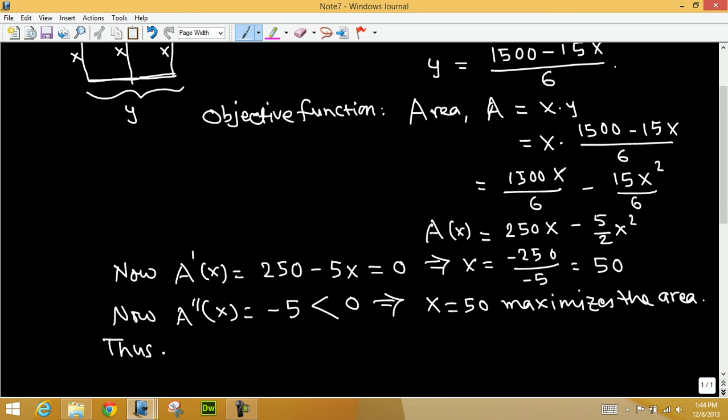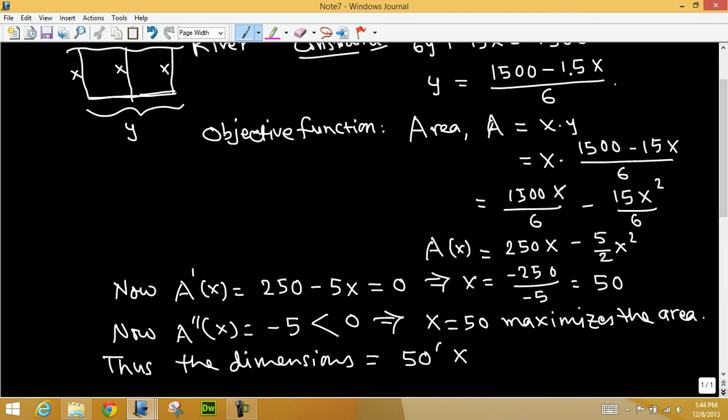Thus the dimensions are, the x part we already found, here's the 50 feet by the width. Plug in x equals 50 in this constraint. Okay, so 15 times 50, 750, 1,500 minus 750, 750 divided by 6. Okay, that will be 125. That's it. Final.